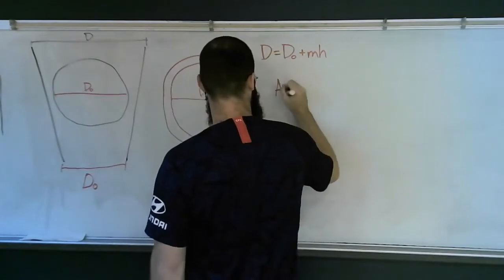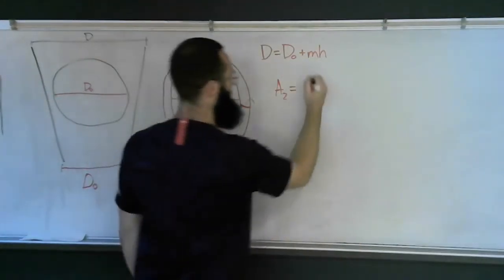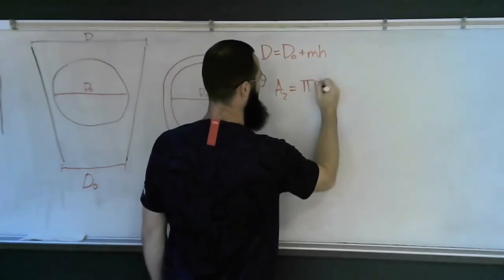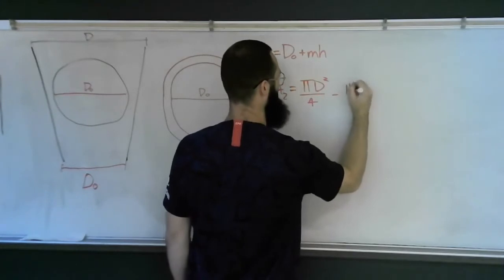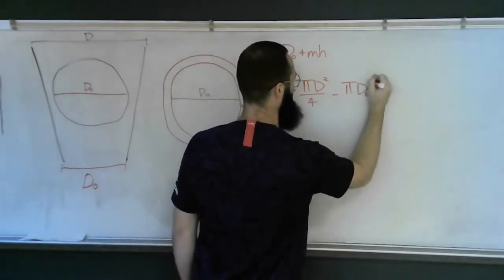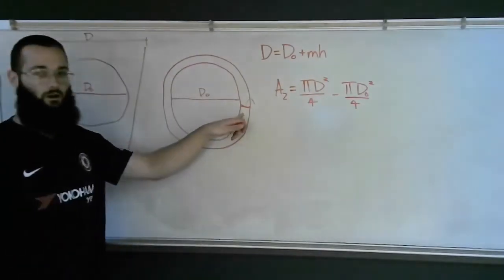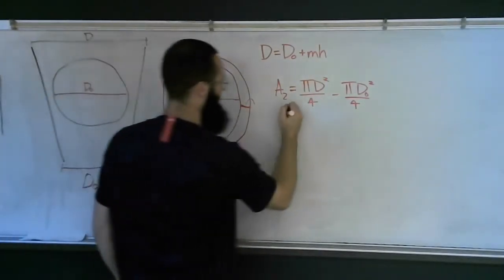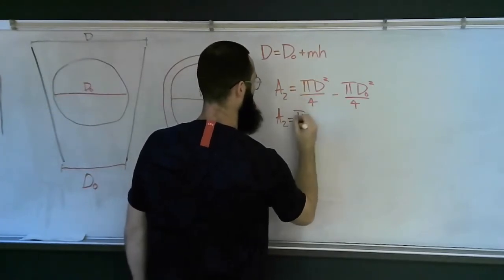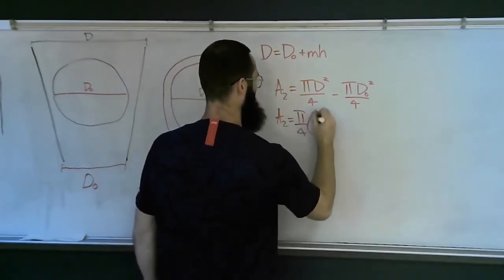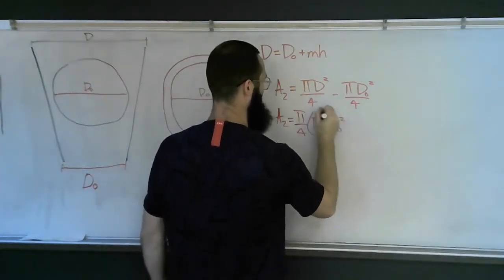So let's go ahead and give that a function. A2 is going to be equal, area of the circle is pi d squared over 4 minus pi d naught squared over 4. So it's just going to be the difference in these areas here, and also factor out pi over 4. Pi over 4 times d minus d naught, and those are both squared.